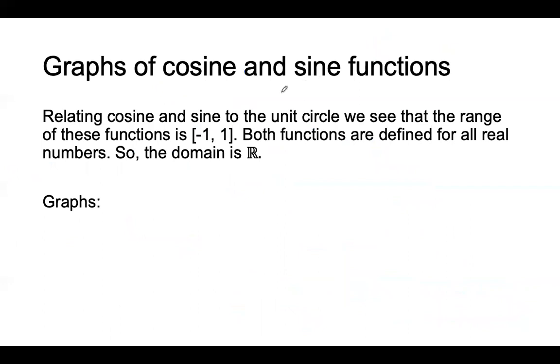Now we can graph the cosine and sine functions and essentially see what they are. Relating these cosine and sine functions to the unit circle, we can see the domain and the range of these functions. The domain goes from negative infinity to infinity, and the range goes from -1 to 1. So both of these functions are defined for all real numbers. So that domain is the real numbers.